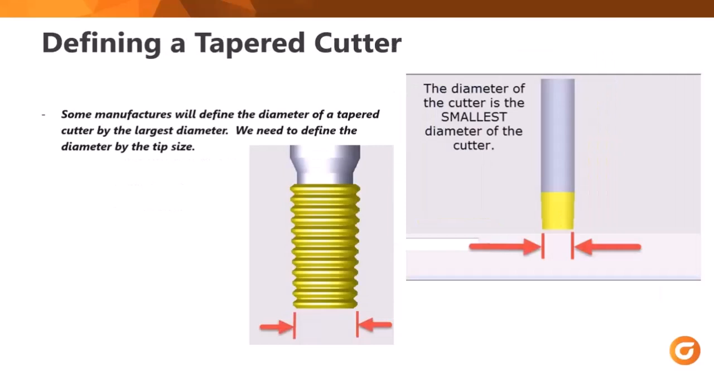Now, when you're defining an NPT or tapered cutter, one thing to keep in mind is that we define our tooling by the tip diameter. Some cutter manufacturers do not, so just make sure that you're measuring and checking those tool tips before you set those up and use them.